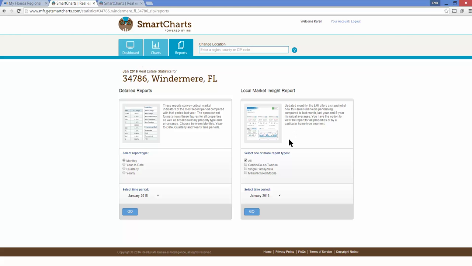So let's take these one by one, starting with the detailed reports. I can choose this report monthly, year to date, quarterly, or yearly. If I do choose monthly, I choose the month I want, going back all the way to 2005. So I can choose last month, January 2016. Go.